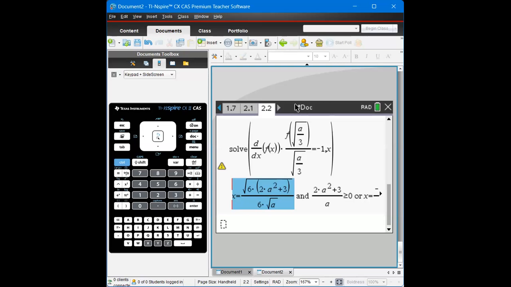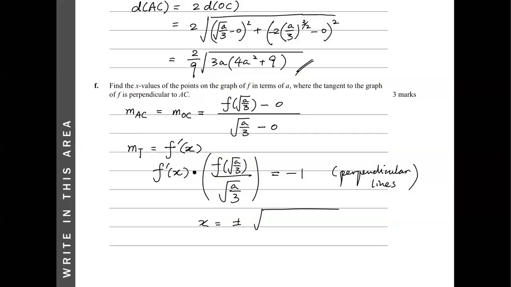Plus or minus root 6 2a squared plus 3 divided by 6 root a. X values.